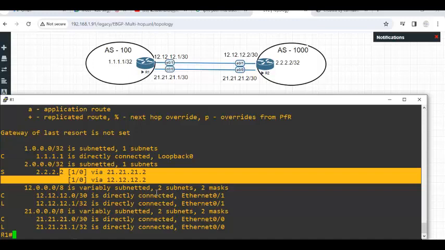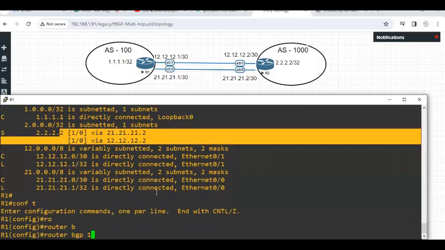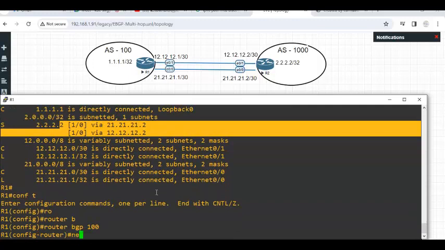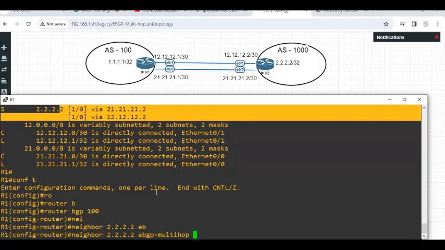See, router BGP 100, neighbor 2.2.2.2 ebgp-multihop 2. I'm telling router 1 that the 2.2.2.2 neighbor can be even 2 hops away. What does that mean? You are indirectly telling the router that the neighbor need not be directly connected. You understand?